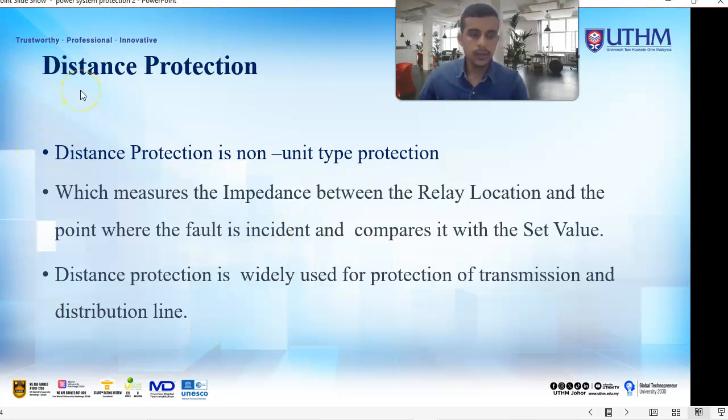So the third part is distance protection. Distance protection is a non-unit protection which measures the impedance between the relay location and the point where the fault occurs, and compares it with a set value. Distance protection is widely used for protection of transmission and distribution lines.